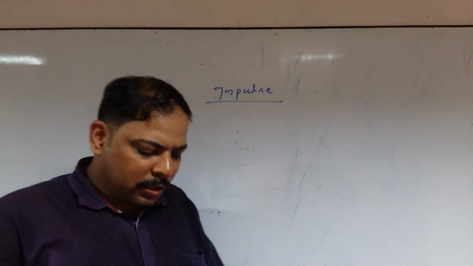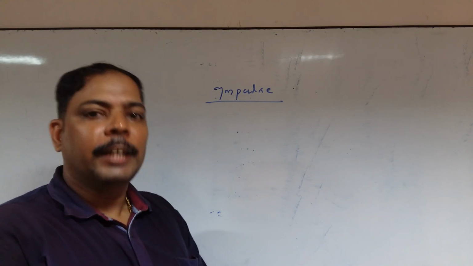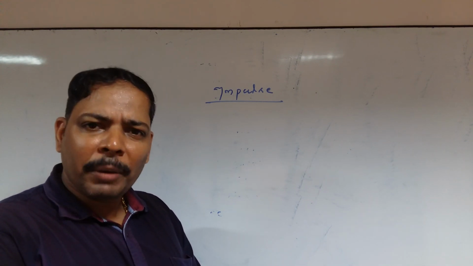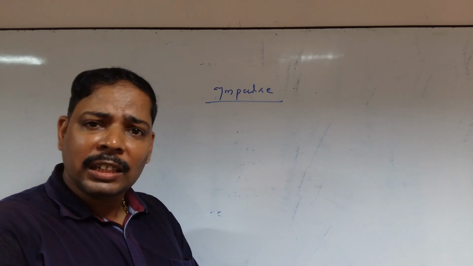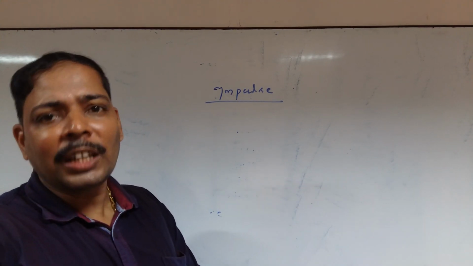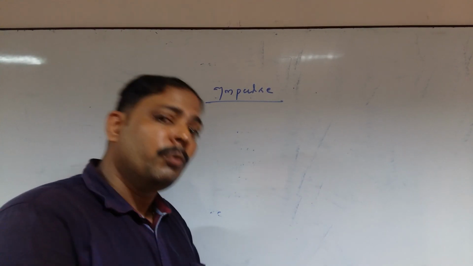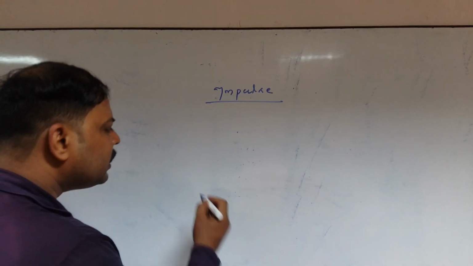Before the discussion of impulse, first of all I have to say from which signal impulse is obtained. Impulse is obtained basically from a rectangular signal. That means first of all you have to imagine a rectangular signal, and from that rectangular signal try to define impulse. What is an impulse? You can define it in a better way if you imagine a rectangular signal first. So now let us discuss.